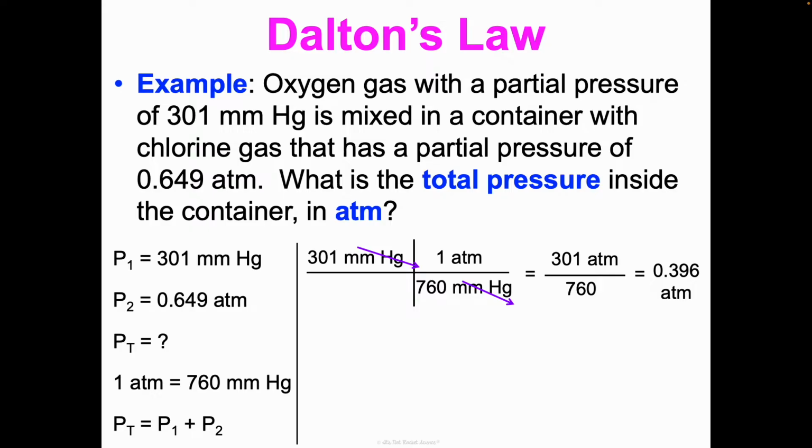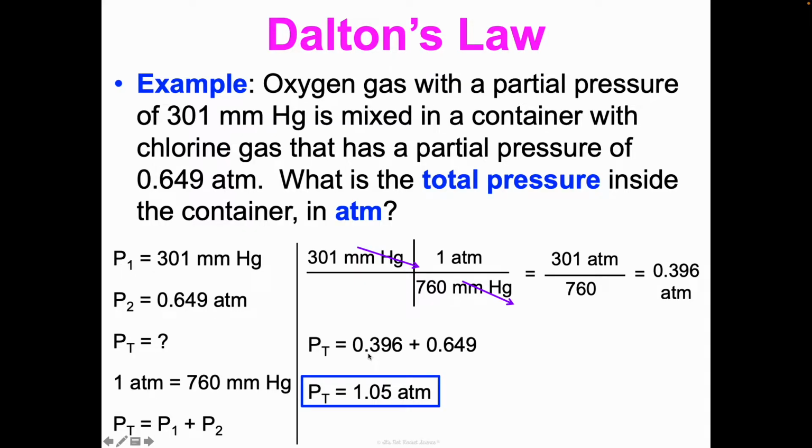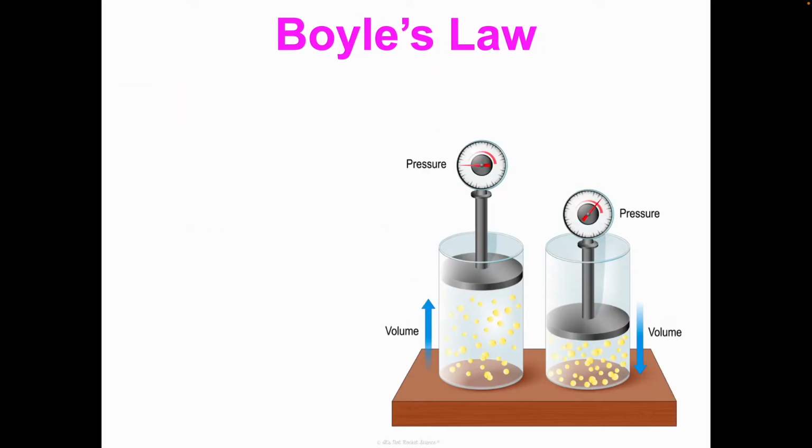Now, we're not done though. Remember, that is just my first partial pressure, just in ATM. Now we're ready to use this equation and solve. So P1 is 0.396 ATM plus P2, which is 0.649. Add those up and we get 1.05 ATM as our total pressure. All right, that's Dalton's law.